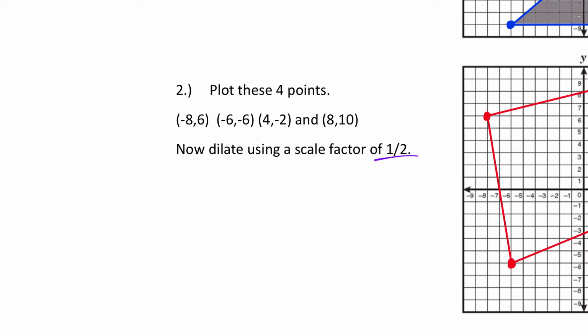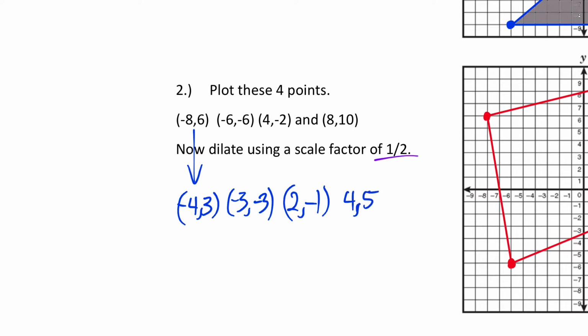All right. Everybody in the pool here. So what is -8 times 1/2? -4. What's 6 times 1/2? 3. So this point dilated by a scale factor of 1/2 is going to be (-4, 3). What's -6 going to turn into? -3. So (-3, -2). Then (2, -1). And then 8 times 1/2 is 4, so (4, 5).